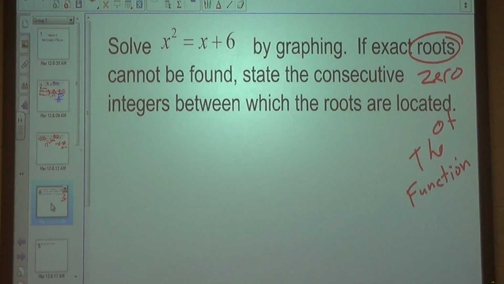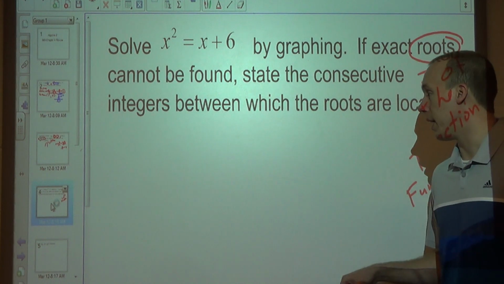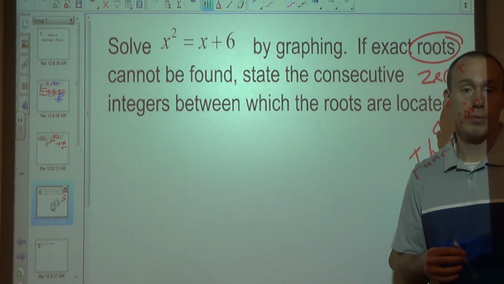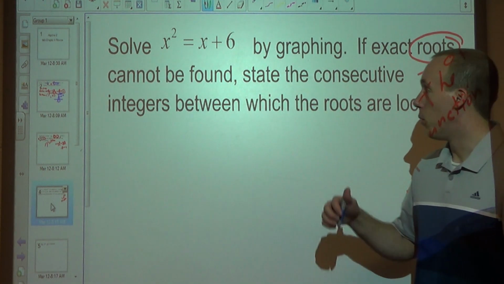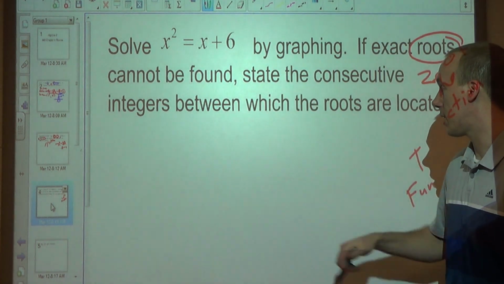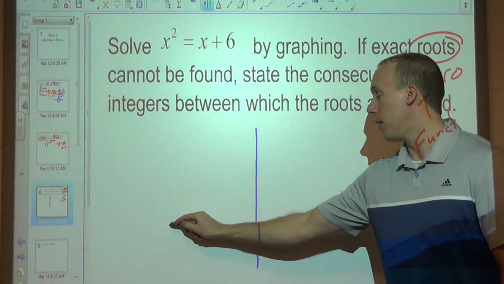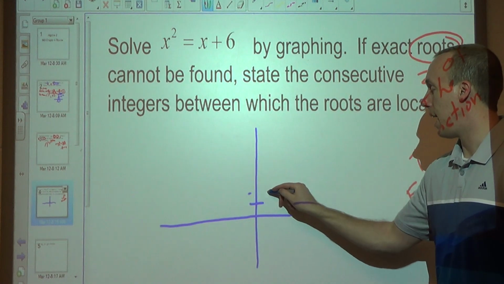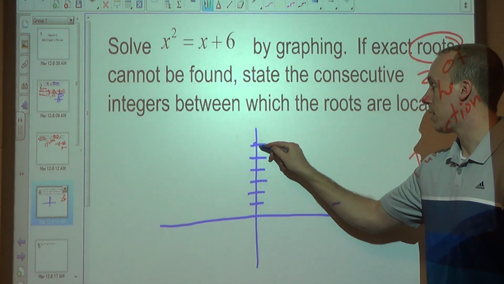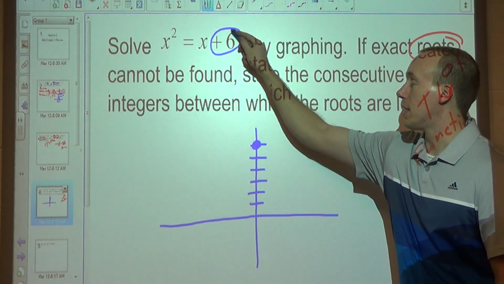Well, what things can I do to graph that I know how to do? I know I can find what things, just like the first problem. Y-intercept, right? What's the y-intercept up here? 6. So if I have a graph, I know that it crosses at 6, because that's the y-intercept here.